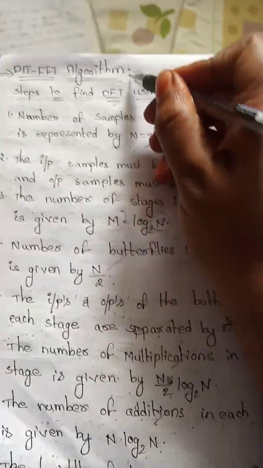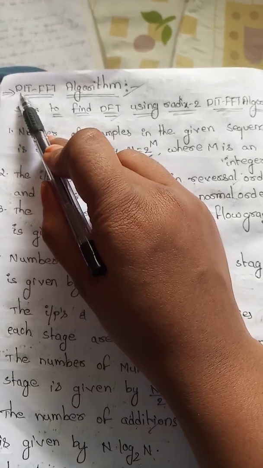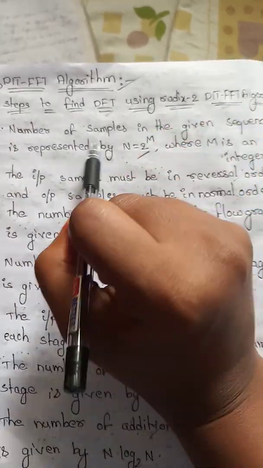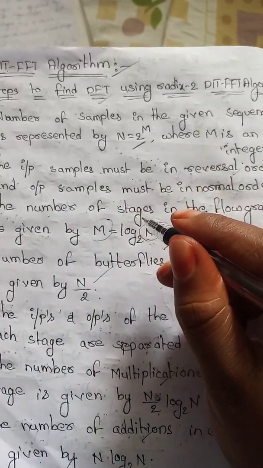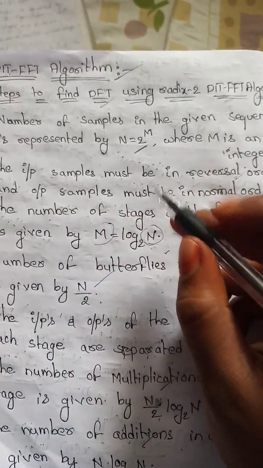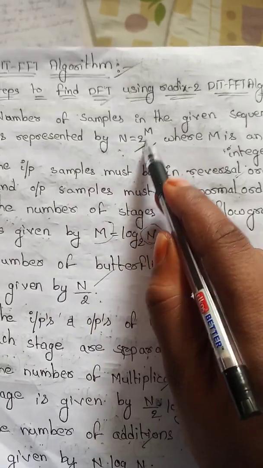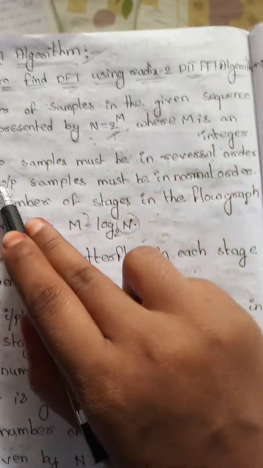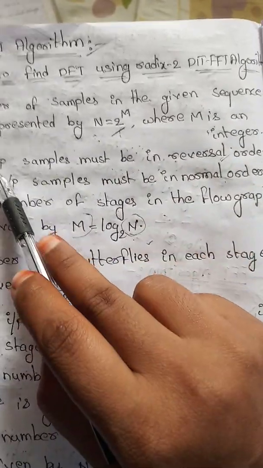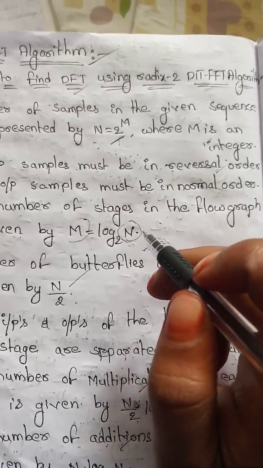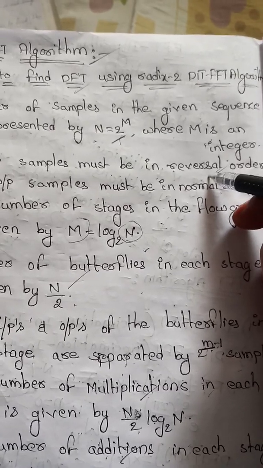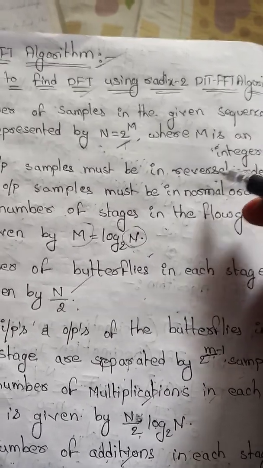So first see the first algorithm, that is the decimation in time FFT algorithm. We are having 10 steps. Our first step is the number of samples in the given sequence is represented by N equal to 2 power M. Next, our second step is input samples must be in reversal order and outputs are in normal order. How we convert the given sequence into reversal order can be seen in problems.